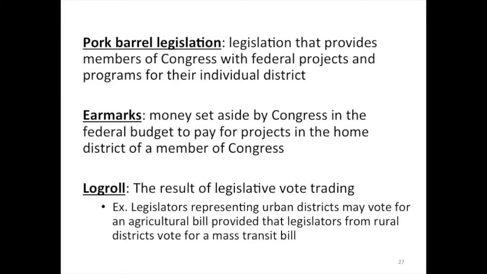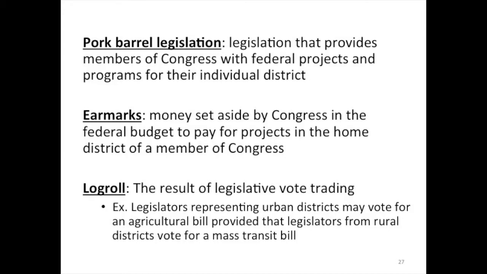Now, pork barrel legislation is legislation that provides members of Congress with federal projects and programs for their own individual district, which is why I just said that candidate-centered politics encourages pork barrel legislation. It's, again, legislation that provides members of Congress federal projects for their individual district. The earmarks refer to the money set aside by Congress in the federal budget to pay for these projects in the home district.